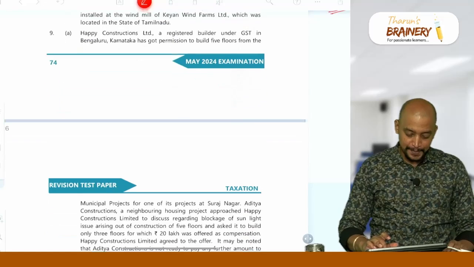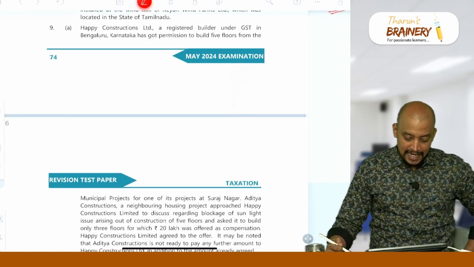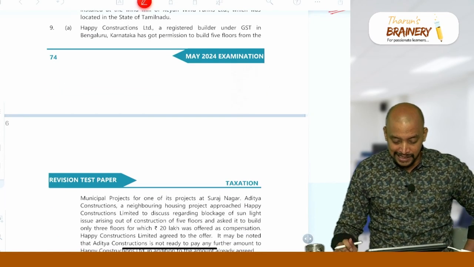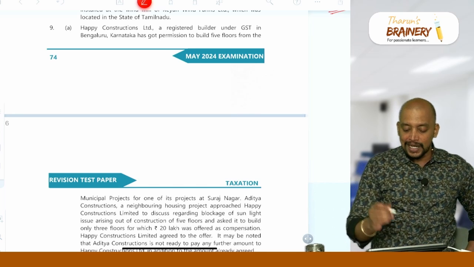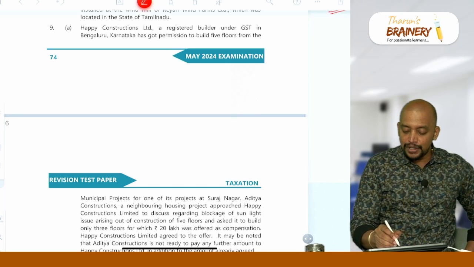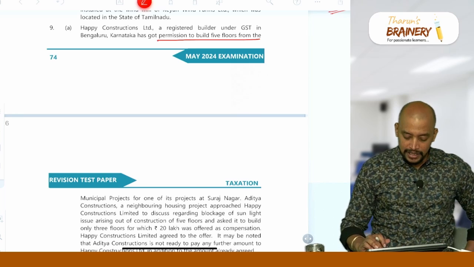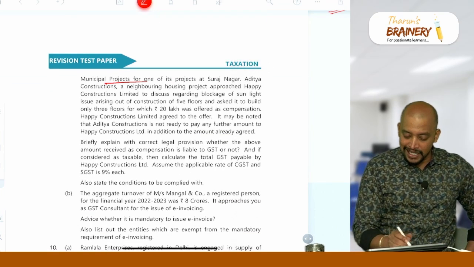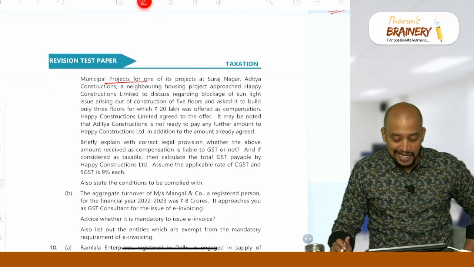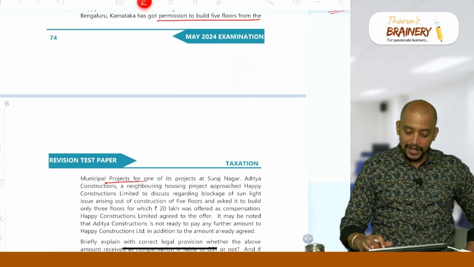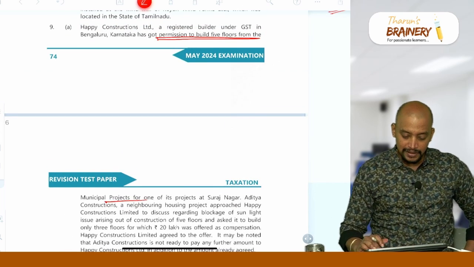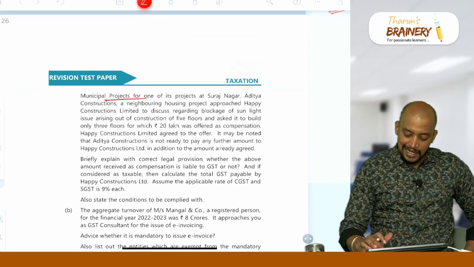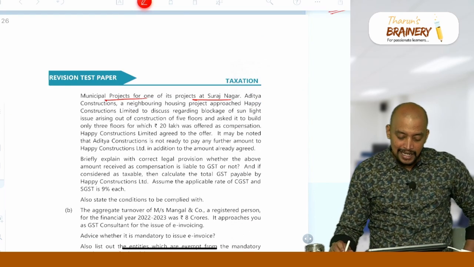Then next, question number 9A. Happy Constructions Limited, a registered builder under GST in Bengaluru, Karnataka, has got permission to build 5 floors from the municipal authorities for one of its projects at Suraj Nagar. Okay, they got permission to build 5 floors. They are a registered builder and the project is at Suraj Nagar.